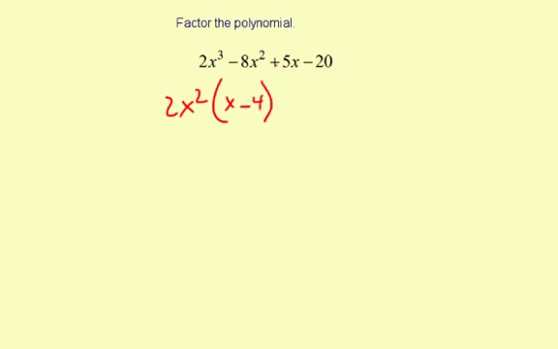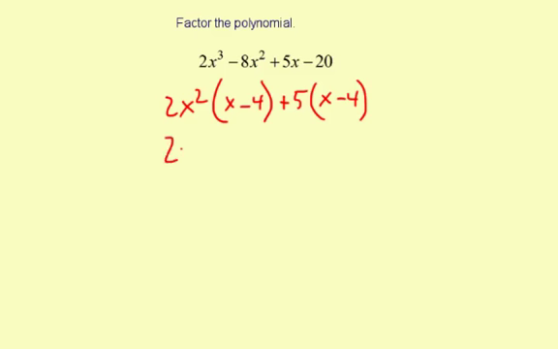Now let's see what's in common with the next term. I'm just going to put a plus here because of the plus sign right there. 5x and negative 20, there's a 5 in common. So what's left goes into parentheses. 5 times what makes 5x? That's an x. 5 times what makes negative 20? That's negative 4. So there's an x minus 4 and an x minus 4, which means you can group.